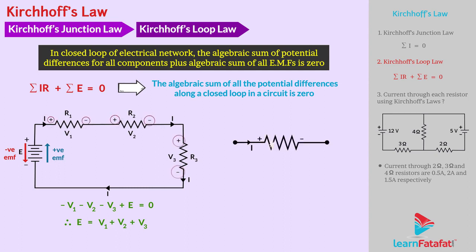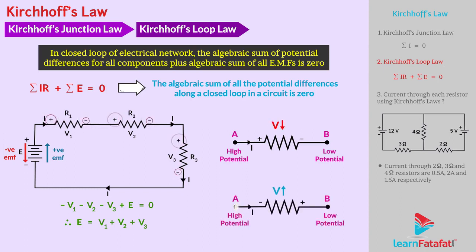Current flows from high potential to low potential. That means potential falls along the direction of flow of current, while potential rises opposite to the direction of current flow. The potential fall is taken as negative, while potential rise is taken as positive.